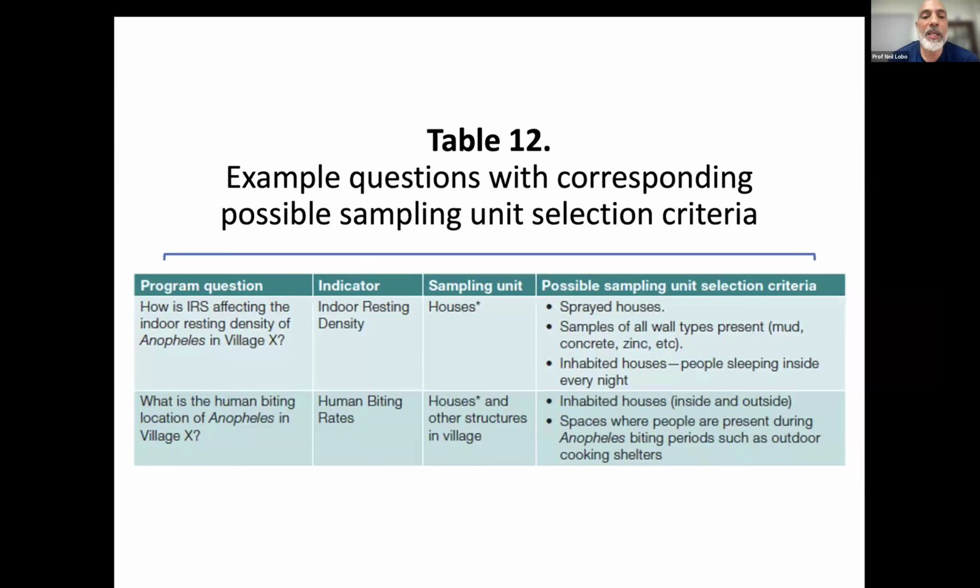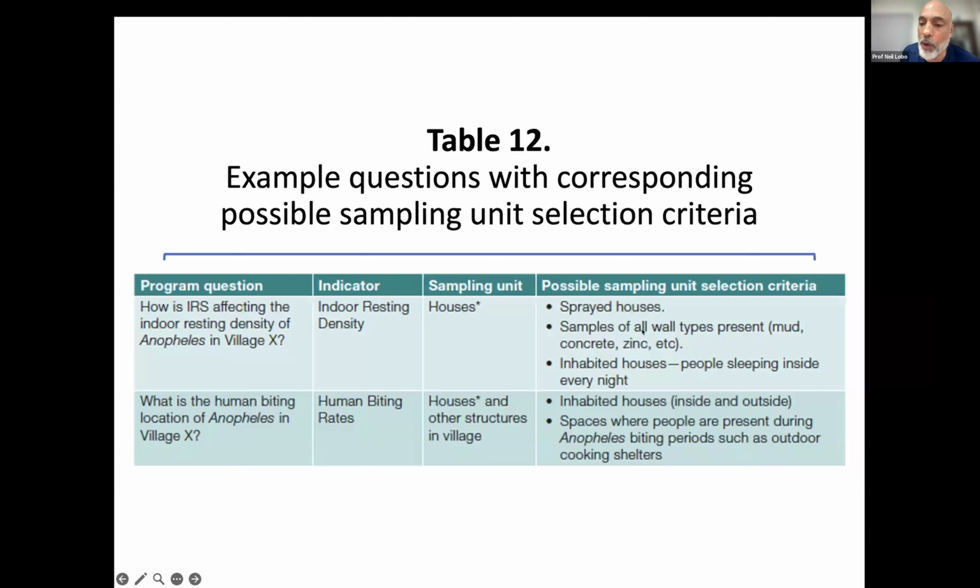I say possible because this might change based on your site and your question. So let's say your question is, how is IRS affecting the indoor resting density of malaria vectors? So the indicator is indoor resting density, the number of mosquitoes resting indoors per house. So your sampling unit is the house. Now you might choose different types of houses based on your question. So your question might be, in sprayed houses, what's the indoor resting density?